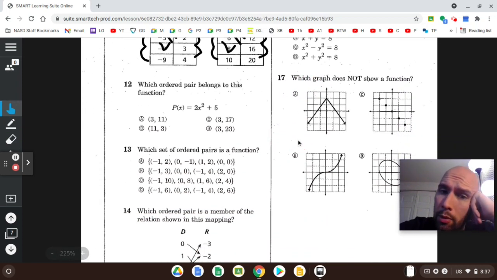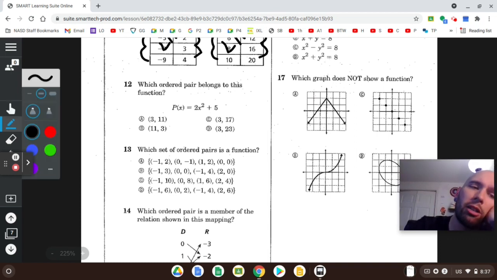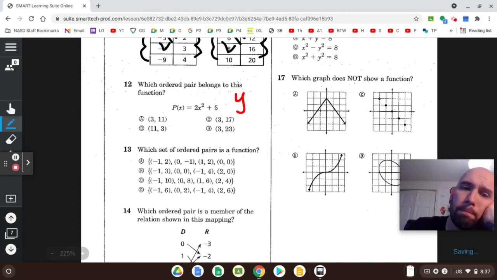A function is in the form y equals mx plus b. Oh, that doesn't have anything to do with this here.